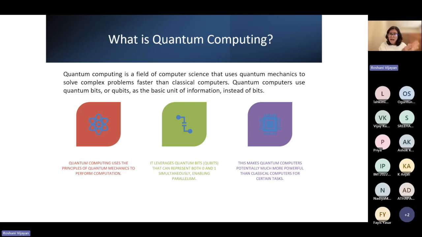So coming back to quantum computing and qubits and how we use that. You'll realize that using the law of superposition, we can maintain the state of a 0 and a 1 and everything simultaneously at the same time. So this enables something called parallelism.